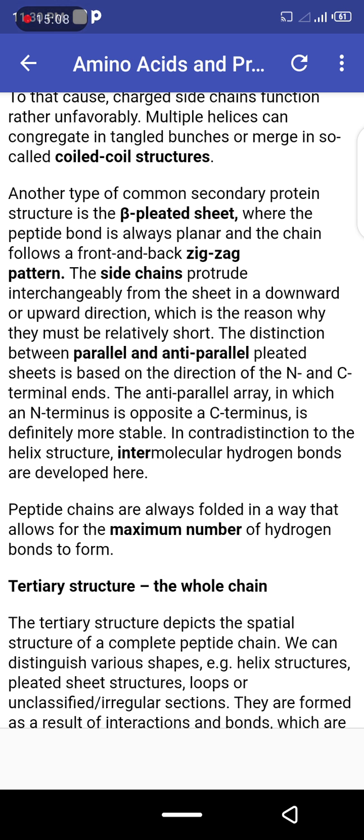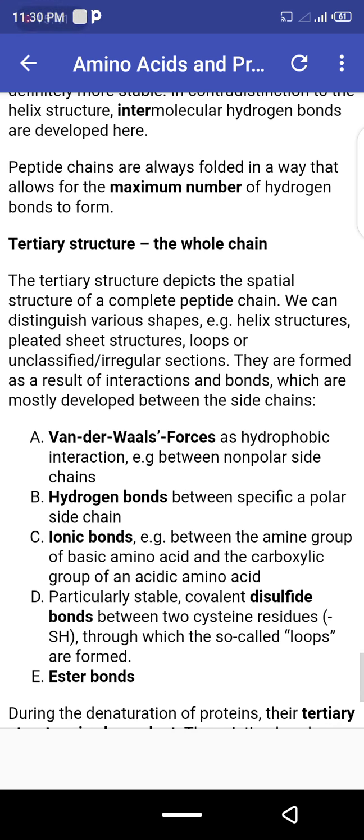The side chains protrude alternately from the sheet in a downward or upward direction, which is the reason why they must be relatively short. Distinction between parallel and anti-parallel pleated sheets is based on the direction of the N and C terminal ends. The anti-parallel array, in which the N terminus is opposite a C terminus, is definitely more stable. In contradistinction to the helix structure, intermolecular hydrogen bonds are developed here. Peptide chains are always folded in a way that allows for a maximum number of hydrogen bonds to form.